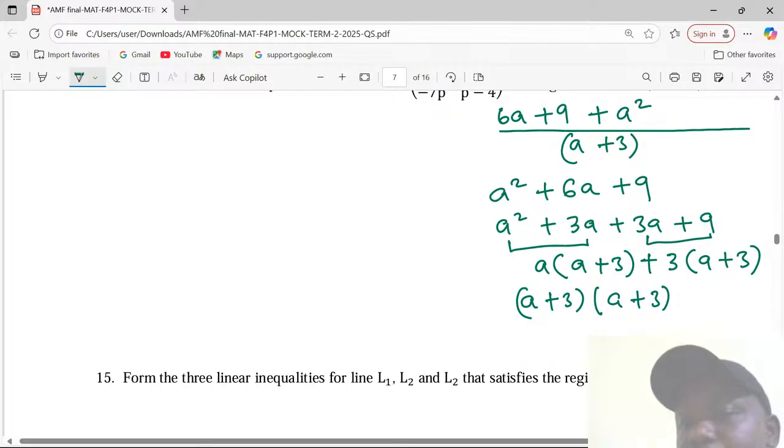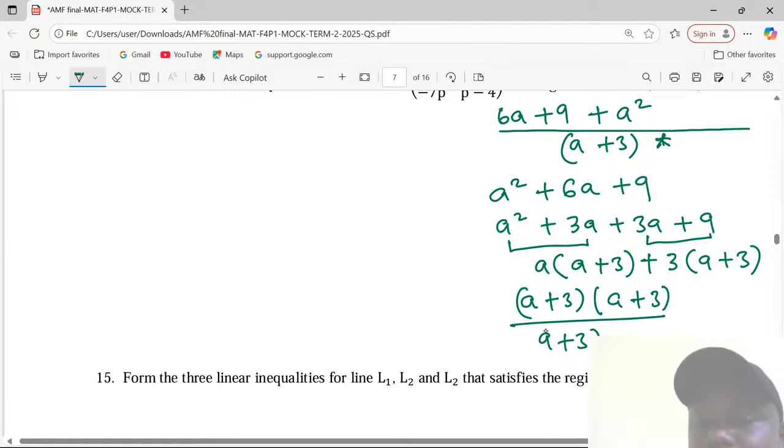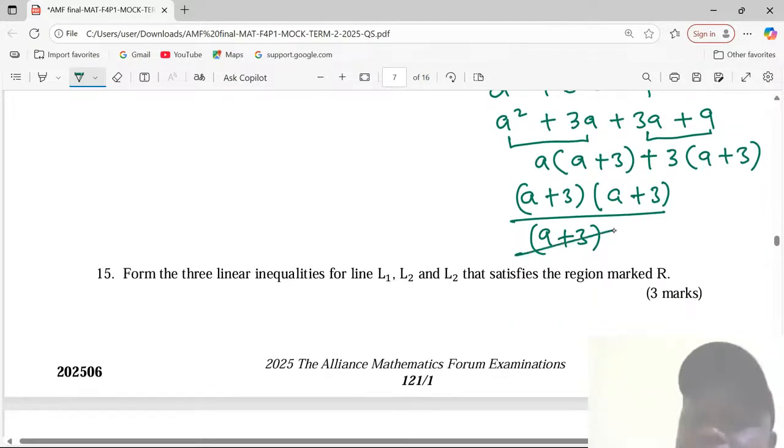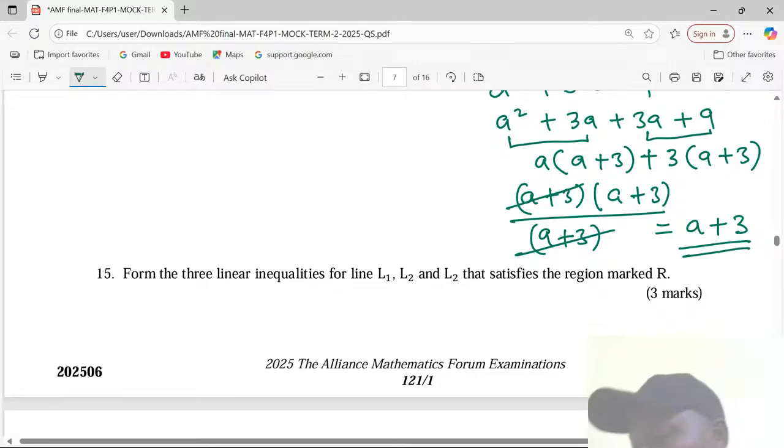But remember, we were having this denominator here over a plus 3. So a plus 3 cancels this way, and our answer now becomes a plus 3. This is now our final answer, the very final answer.